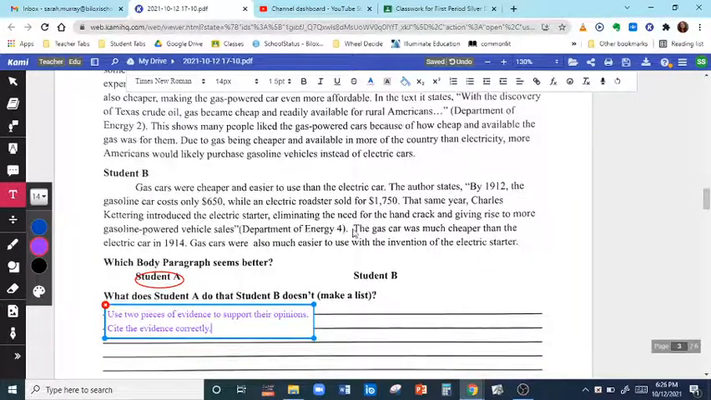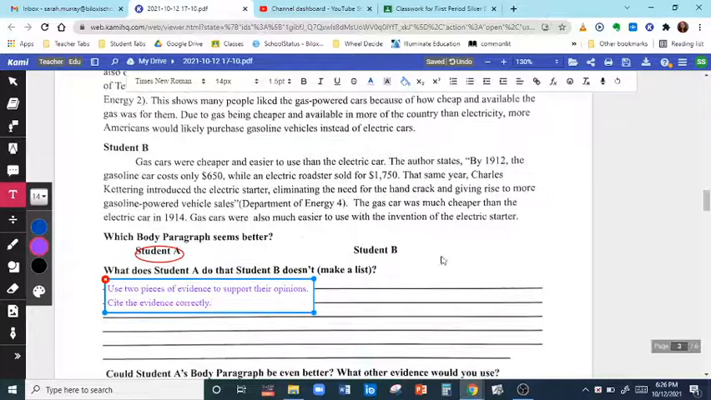Let's see. Gas car was much cheaper than the electric car. Oh, that's what the quote says, so why are they telling us that? And then they go straight into a transition. There's not enough explanation. So, student A has more explanation, and the explanation actually adds to the evidence. It doesn't just repeat it.